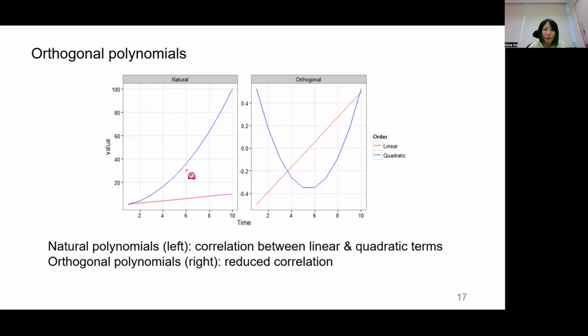So what we do to solve that problem is to include orthogonal polynomials instead. The orthogonal polynomials are just a linear transformation of the natural polynomials here. But you can see that the correlation is reduced in the orthogonal polynomials. So we can estimate the contribution of each parameter independently if we use orthogonal polynomials. And this is what we include in the growth curve analysis.